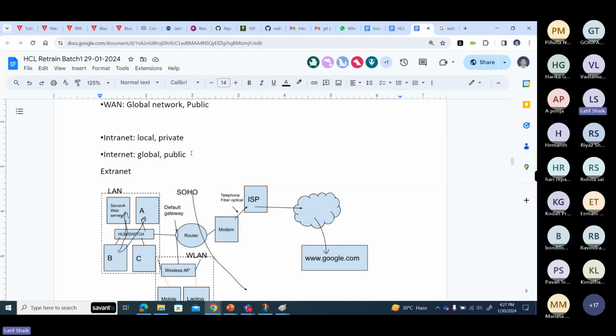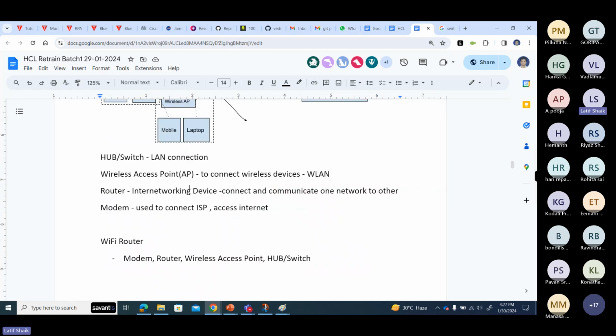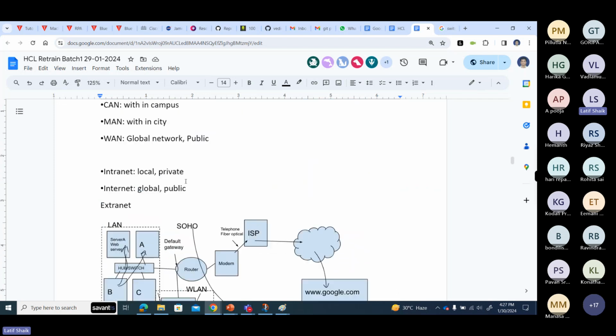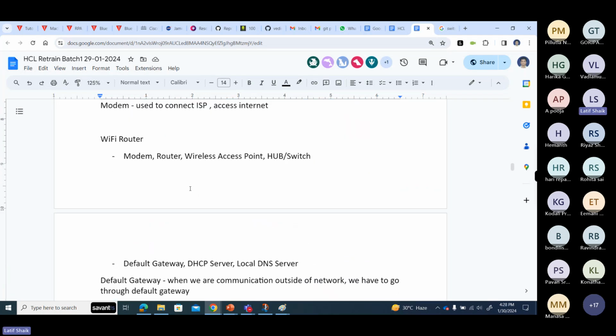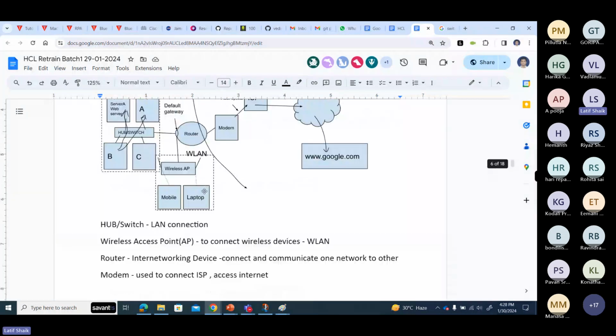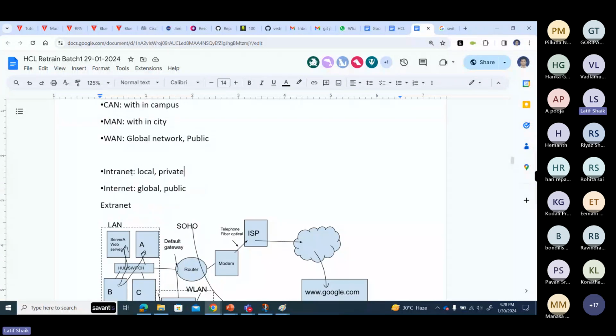So two more points, guys. One is intranet, another one is internet. We'll cover up to here and then I will give you a small break. What is intranet? Intranet is like a LAN, meaning a local network within the private network only. If you are in an intranet, you can't communicate outside of your network, and through the internet you cannot communicate within the network.